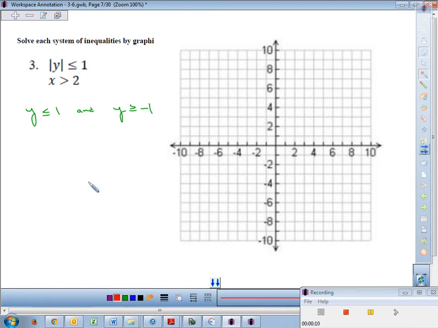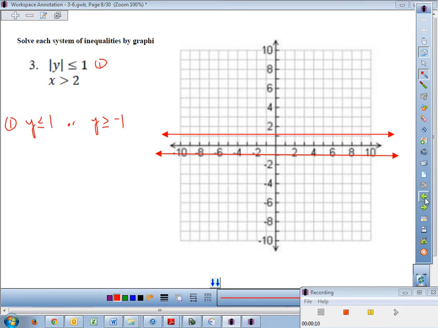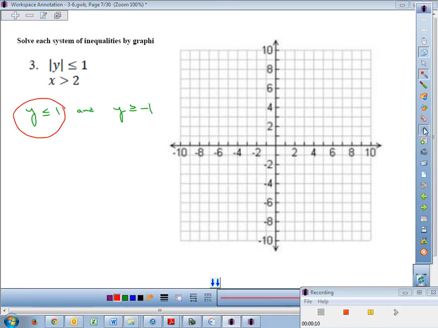First one: horizontal, vertical, or oblique? If it only has a y involved, that's horizontal, and that'd be like the line y equals 1, but it's y less than or equal to 1. We'll graph this. Should it be a solid line or a dashed line? Solid. So I'll get my red line here. That's a horizontal line, y equals 1, solid. And before I shade that, I'm going to graph the other one.